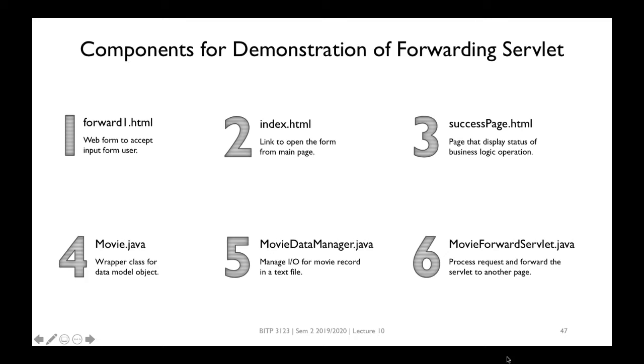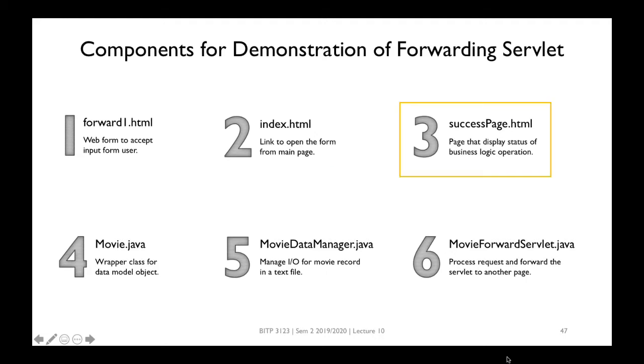In this demonstration, we need 6 components. 3 components are HTML and the other 3 components are Java classes. The first component is a web form that accepts input from user. We name it as forward1.html. The second component is index.html, where we put a link to open our first component.